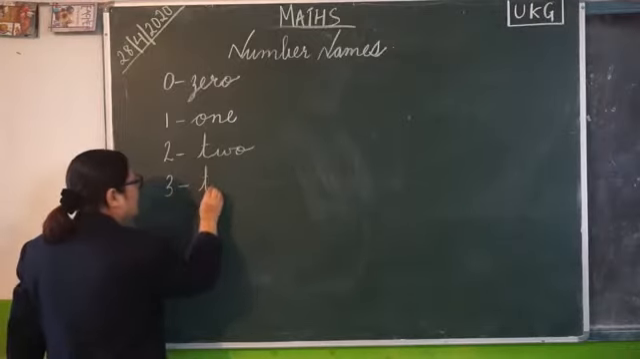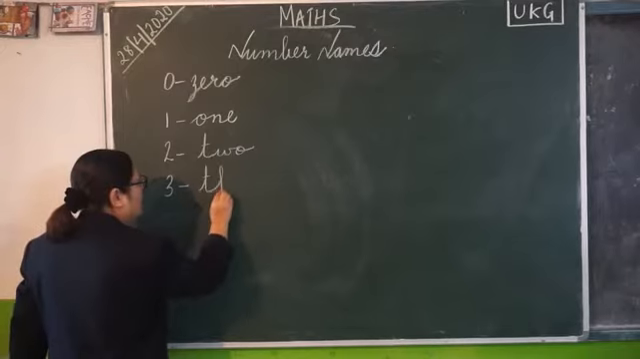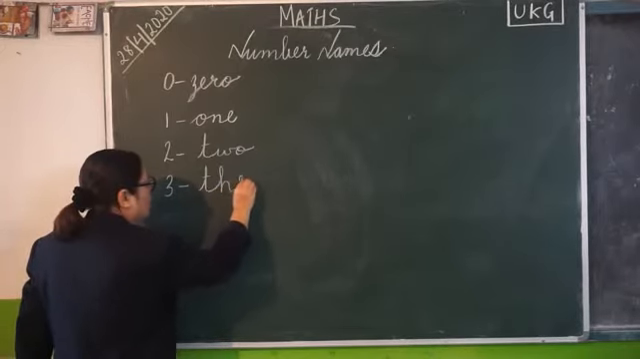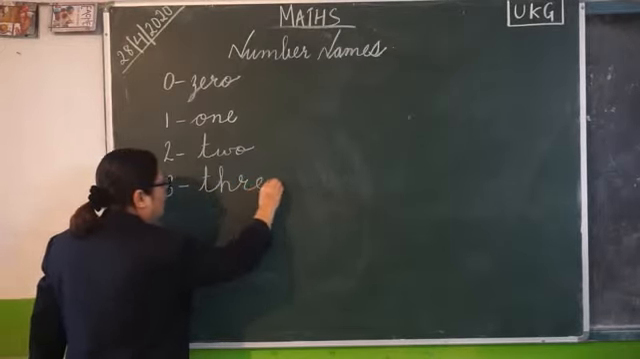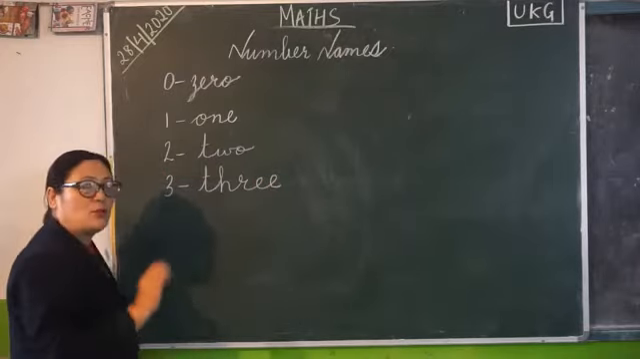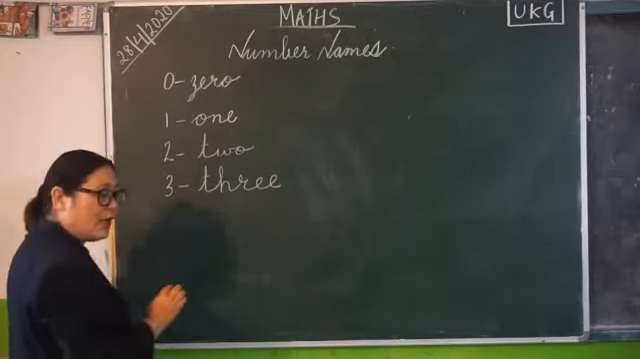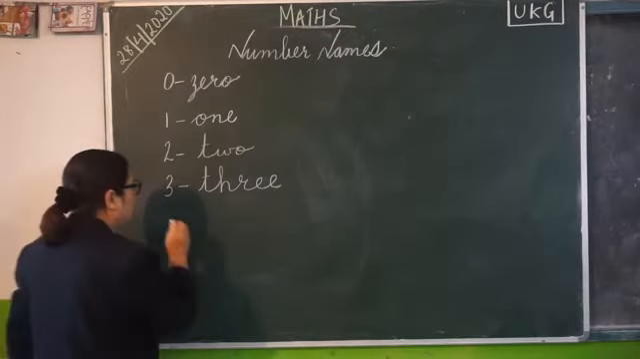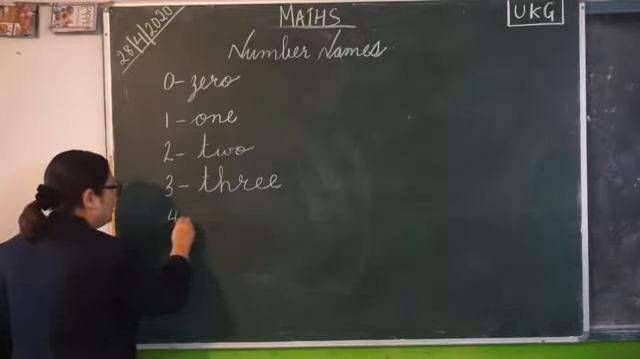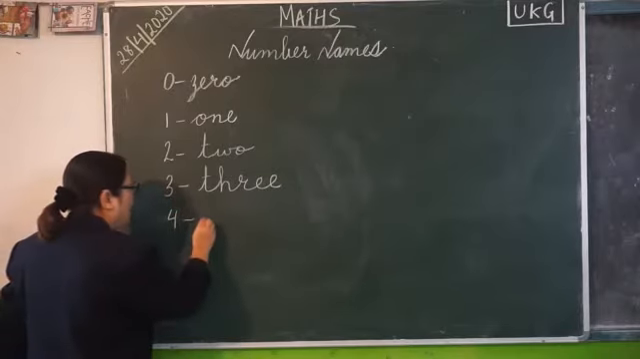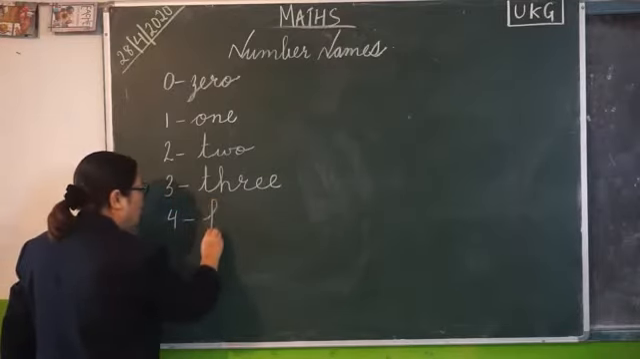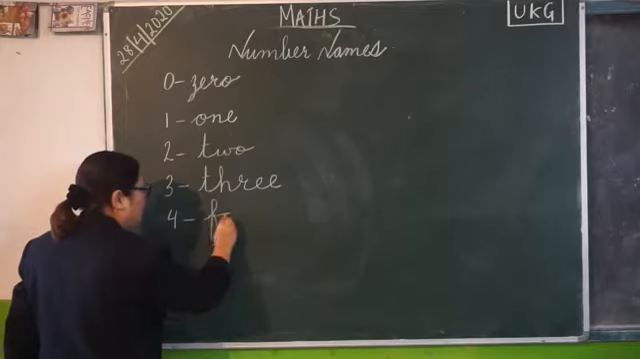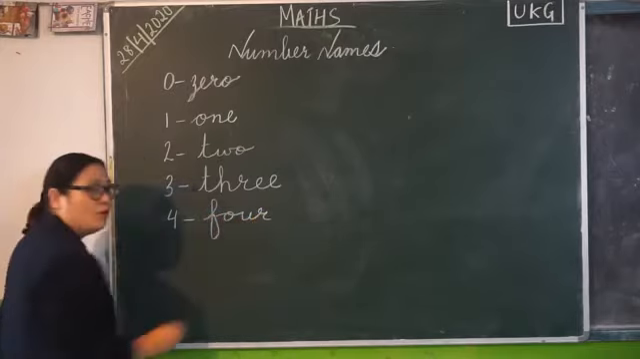Yes. 3. Again, T, H, R, E, E, 3. Slowly you have to write T-H-R-E-E-3. Then after 3 comes 4. F, up, down. F-O-U-R-4.